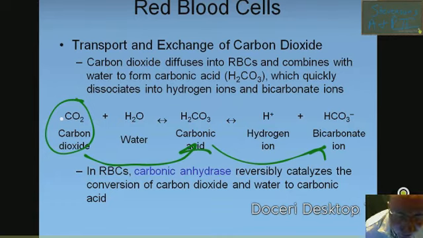Most buffer systems that you'll learn about, especially in chemistry, are only a two-sided buffer system, where we have a three-sided buffer system here, based on the complexity of the way in which carbonic acid is held together very weakly. In red blood cells, carbonic anhydrase will reversibly catalyze the conversion of carbon dioxide and water to carbonic acid.